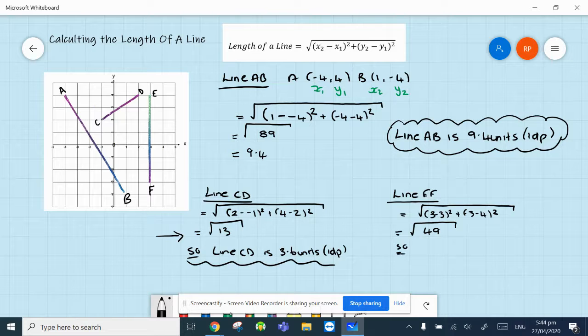So line EF is 7 units. All right, and we don't have to put it to 1 decimal place, because it doesn't have any decimal places. That's a really important skill that I need everyone to have. You need to practice. There are some practices in the previous weeks or on Education Perfect.